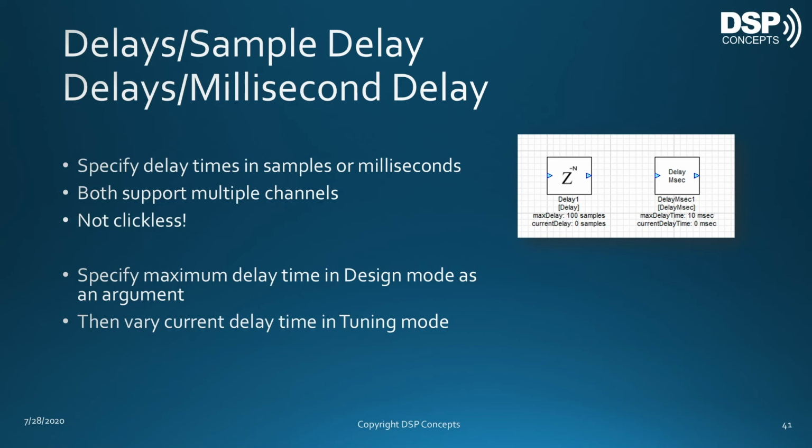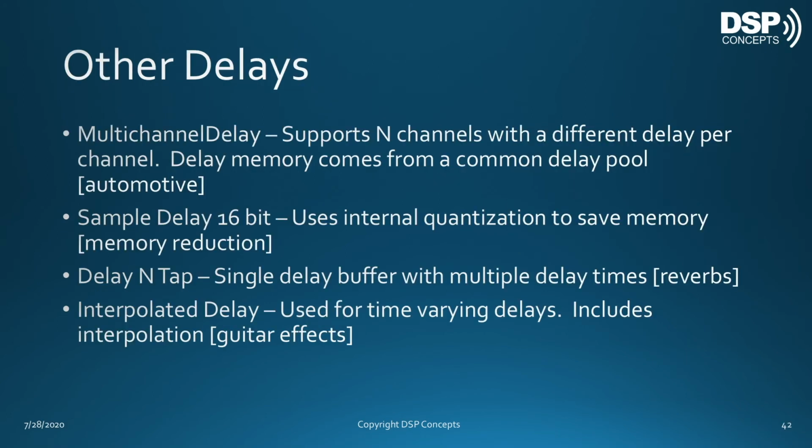Now, each module allows you to vary the delay time at runtime, but you have to specify the maximum delay time in design mode as a module argument. So the one on the left is specified up to 100 samples of delay, and the one on the right is 10 milliseconds of delay. And again, you can vary that delay time at runtime as well. So these are the ones most often used.